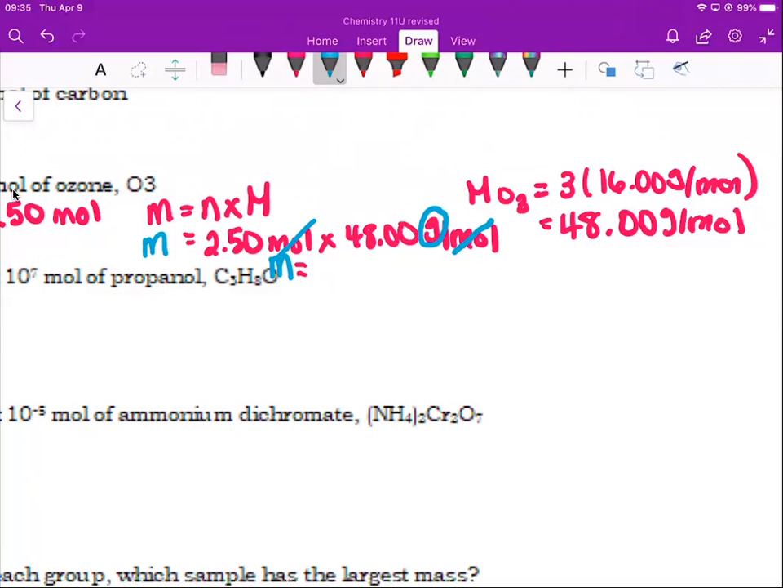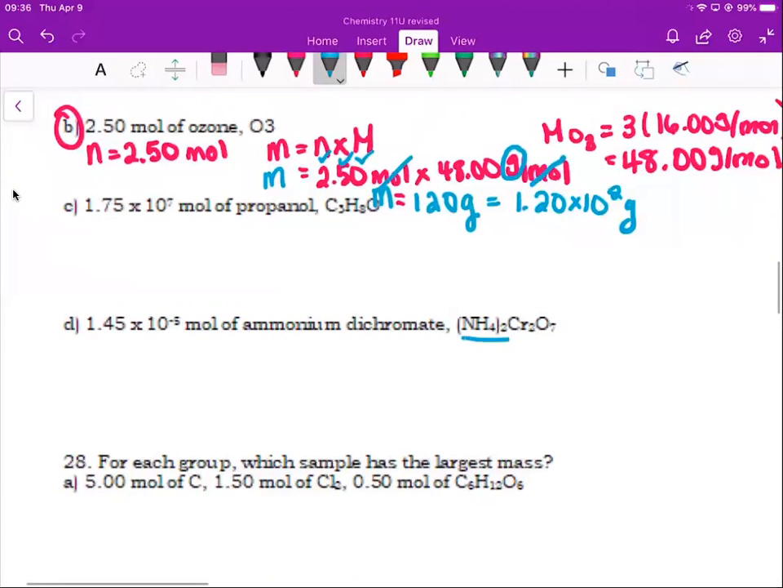Okay, so let's put in our calculator, 48.00 times 2.5, I get 120. Let's follow significant digits. It would be 120 grams. Why? Because 1, 2, 3. And because this isn't molar mass, let's change it to scientific notation. Okay, this is the one I was thinking of. This is a pretty brutal one. I'll let you guys do that one on your own.